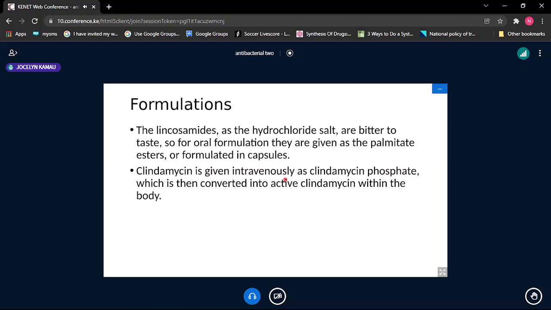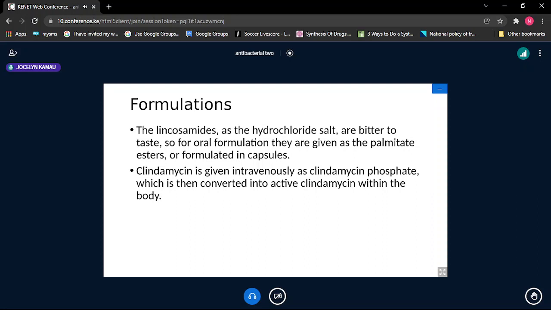It is given intravenously as clindamycin phosphate. Remember, I did mention, it is structurally modified at position 2' by adding a phosphate group there, and that can be used intravenously. In other words, intravenously is just the way you are injecting it directly into the blood, and therefore the drug requires very high water solubility, otherwise it will crystallize out of the blood. So you're only giving it as the phosphate for purposes of it retaining very high solubility in the blood.